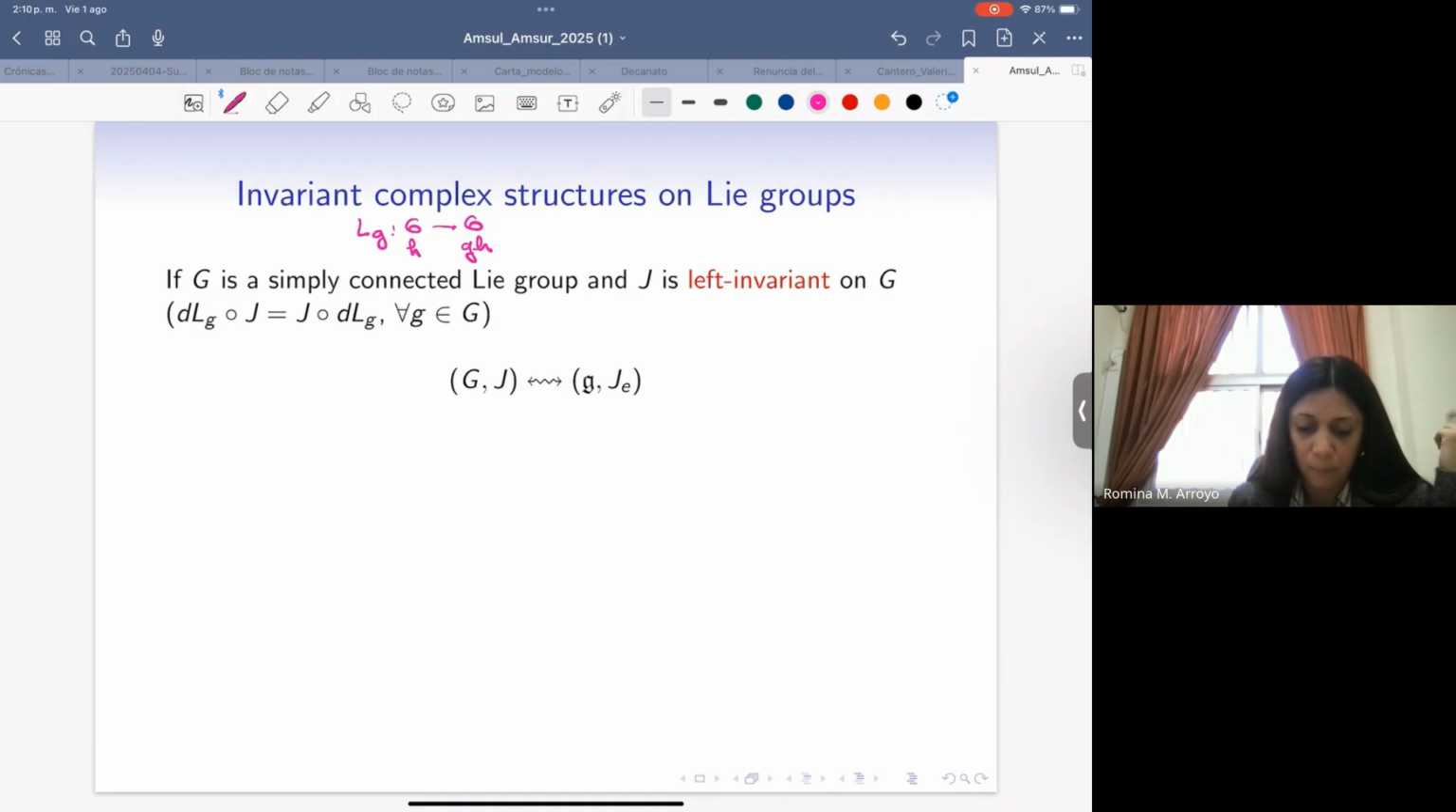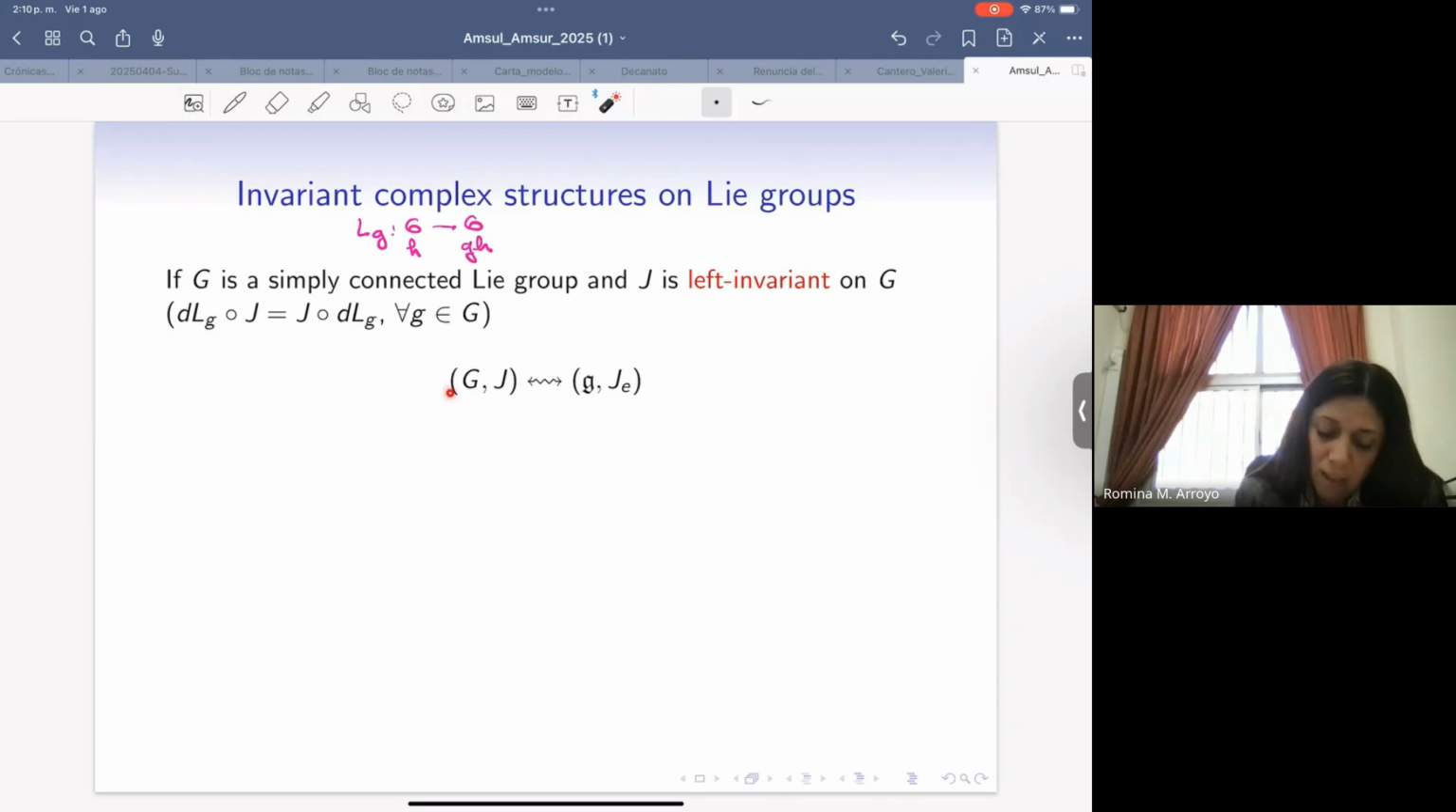These are important functions on G, and a complex structure is called left-invariant if this condition is satisfied. Okay. And in the following, I would like to speak about a correspondence between Lie groups and Lie algebras and left-invariant tensors, in this case, left-invariant complex structures, which is the following.